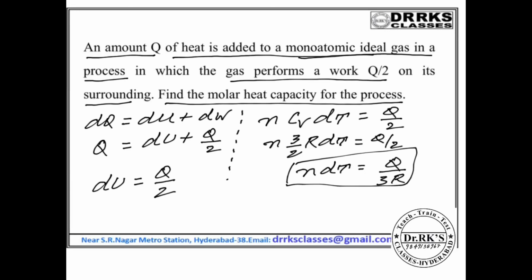Now let us define the molar heat capacity for any process. C is equal to the amount of heat supplied Q divided by n dT. So already Q is Q. What is n dT? Q by 3R. So this gives 3R. So the molar heat capacity for this process is C is equal to 3R.